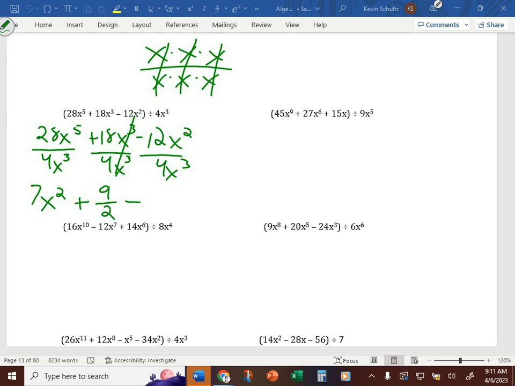12 over 4, and then x squared divided by x cubed. Will? Would that be negative 3x? And where's that x? On the denominator. So we have minus 3 over x. Now, as far as standard form goes, this is in standard form, even though our constant, that 9 halves, isn't last.